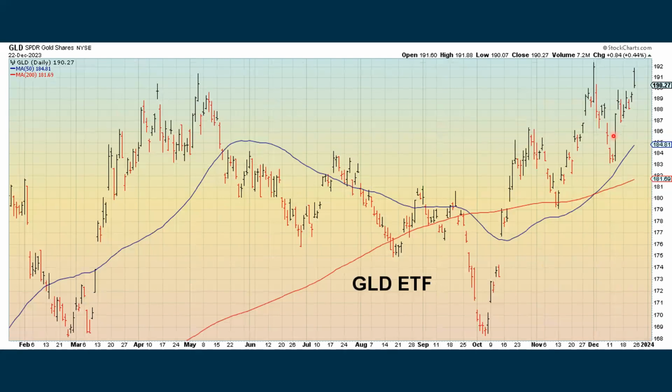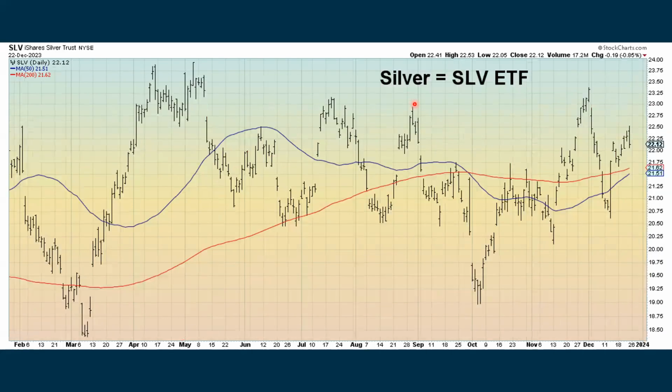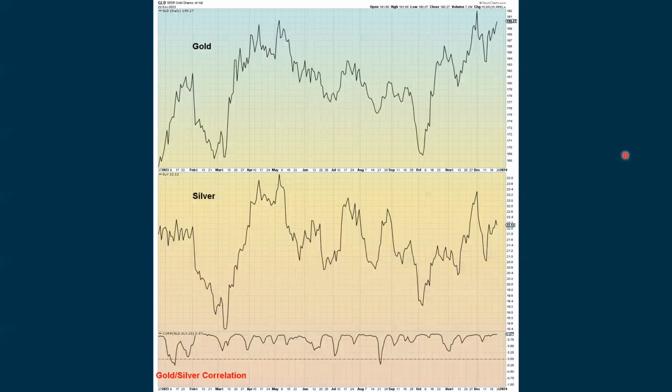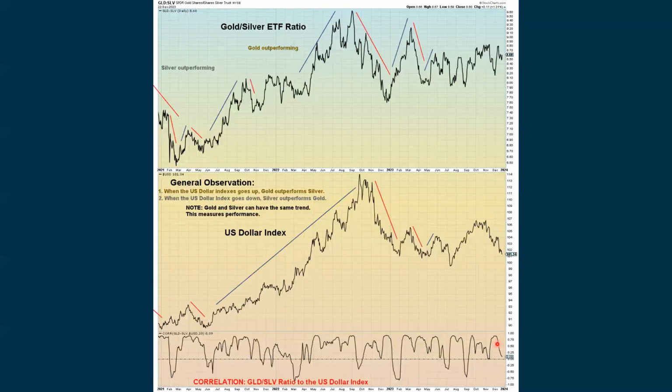Gold is still in an uptrend, but it's really not breaking out as of yet. Silver is still in a downtrend and pretty much chopping more or less sideways. We look at the closing price for gold on top and the closing price for silver on the bottom, and then we look at the correlation between the two, and they do have a pretty strong correlated relationship. Then this is interesting because this correlation is actually breaking down a little bit.